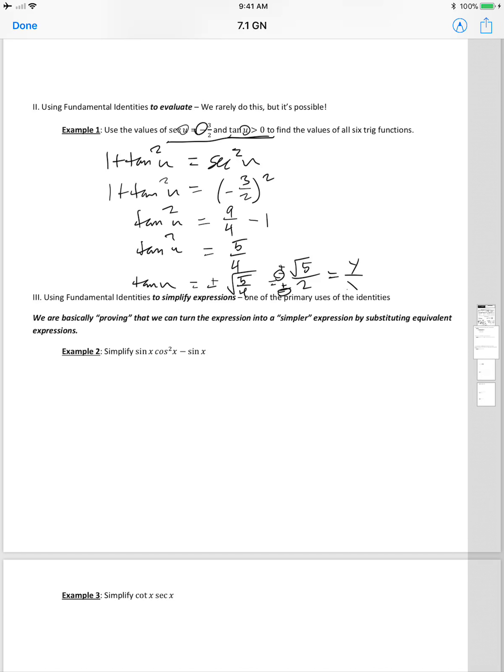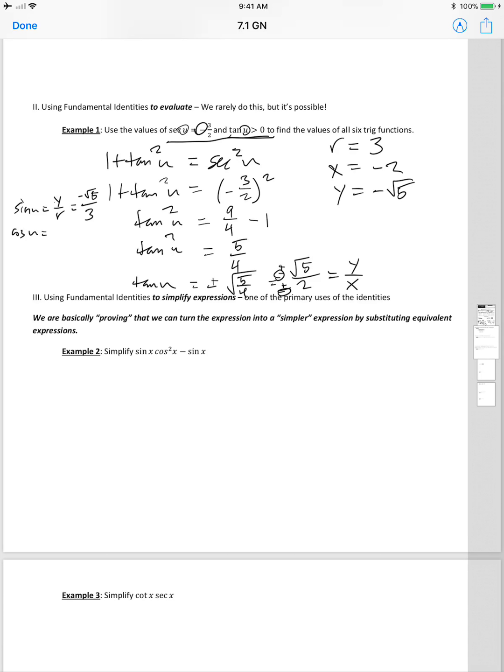If you'll recall, tangent is y over x. And for these kinds of problems, I'm looking for r, x, and y. So x is negative 2, y is negative square root of 5. We can find r using the Pythagorean theorem. R squared equals x squared plus y squared. Simplify that, we will get the square root of 9, which is 3. And so from here, we can set up the rest of our answers. Sine of u is going to be y over r, or the negative square root of 5 over 3.